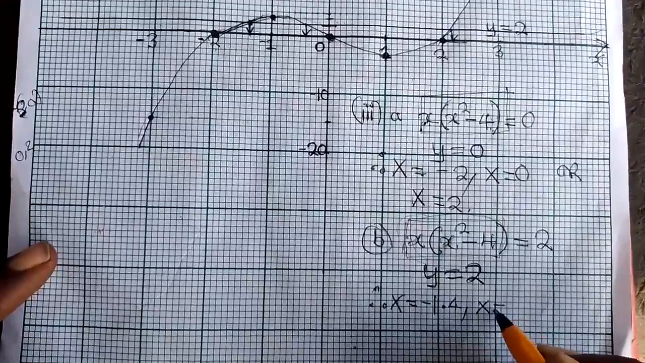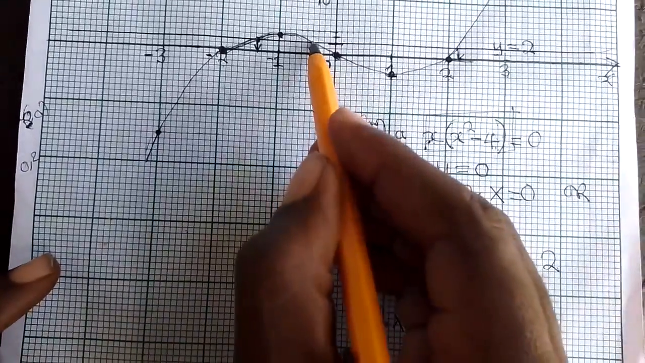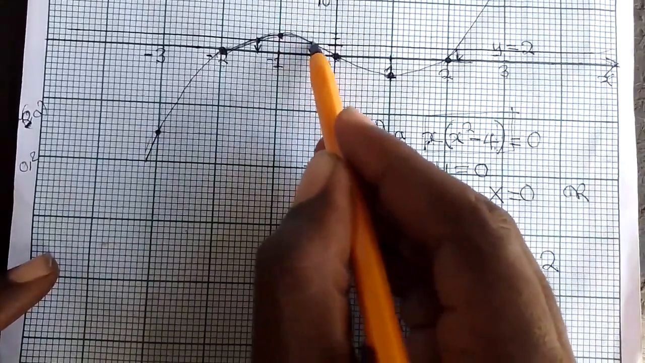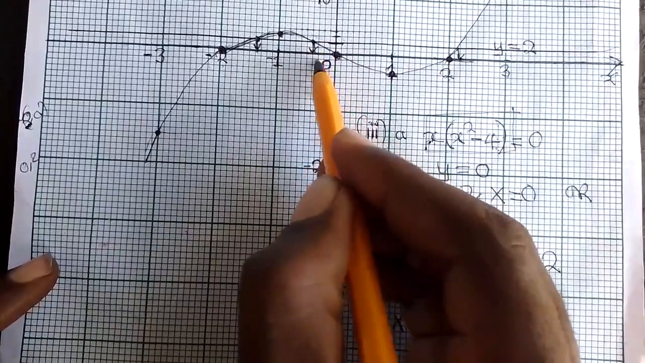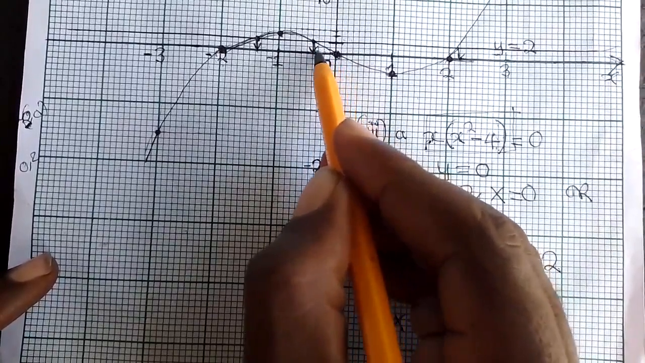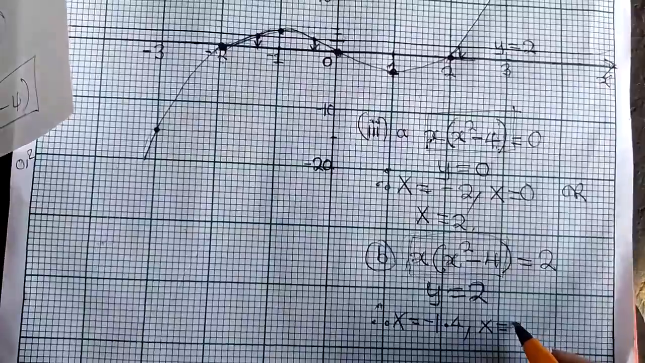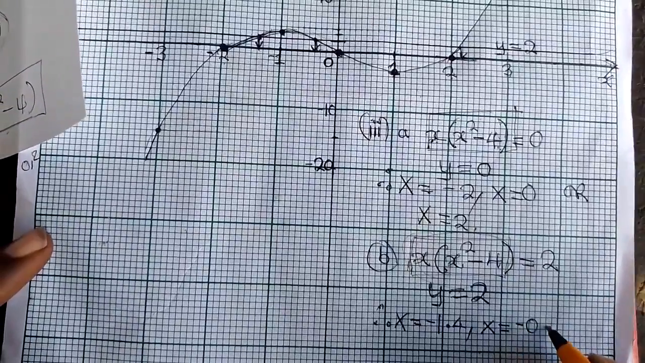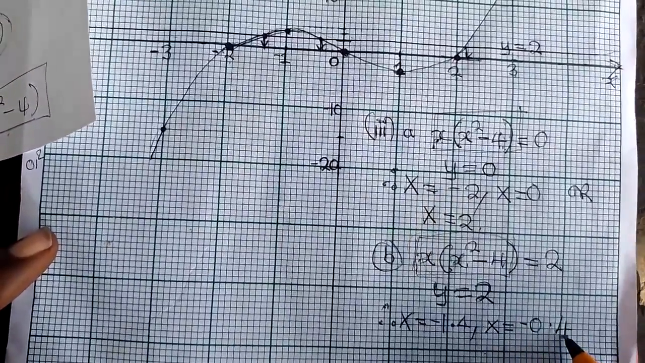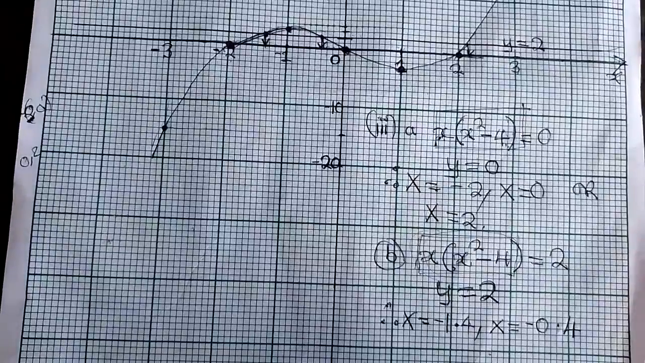Comma, x is equal to, where is it cutting the curve? Here. Have you seen the curve here? Then it is cutting the curve here. All the answers are gotten from the x-axis. 1, 2, 3, 4. So negative 0.4. This is how you need to write it.